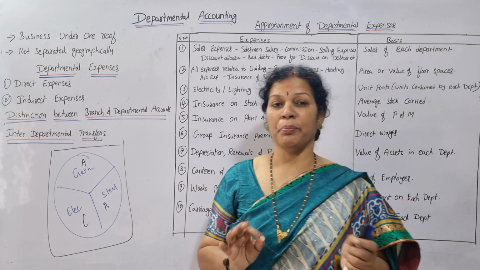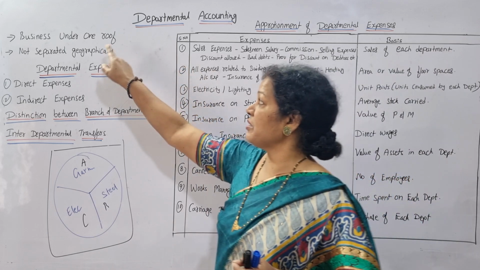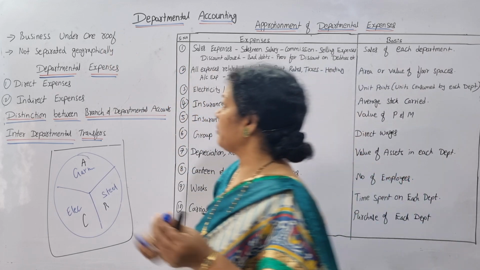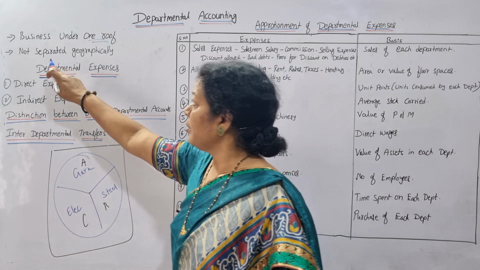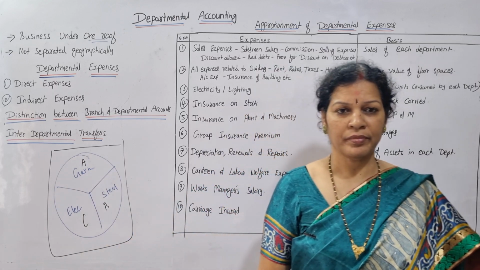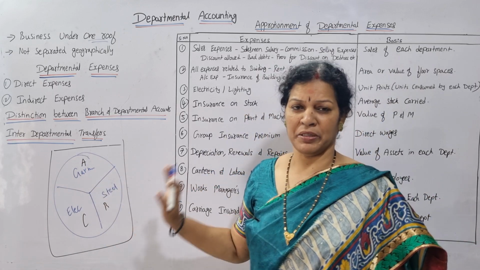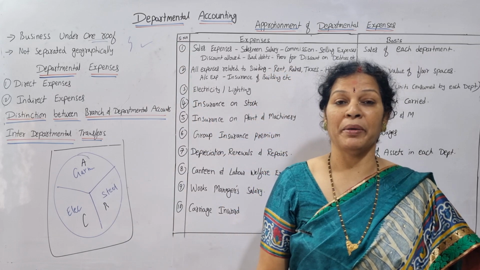Now what are the main important things to remember about the departmental account? One is business under one roof. Total business is under one roof only, as I said, and not separated geographically. Geographically at the same place, same place, different departments are there. These are the main characteristics of departmental accounts.